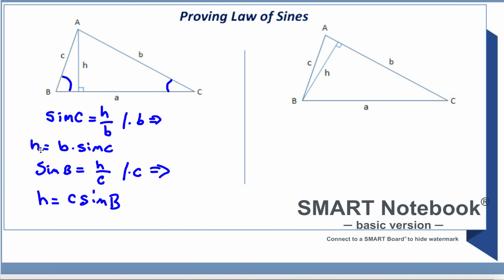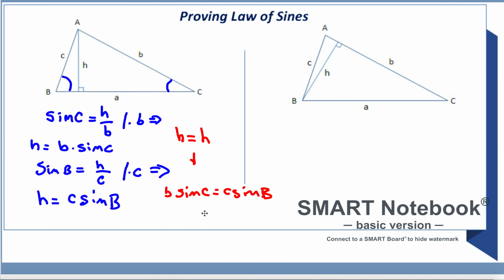And now we have an H here, and if we equate the two expressions for H, we get B sine C is equal to C times sine B.